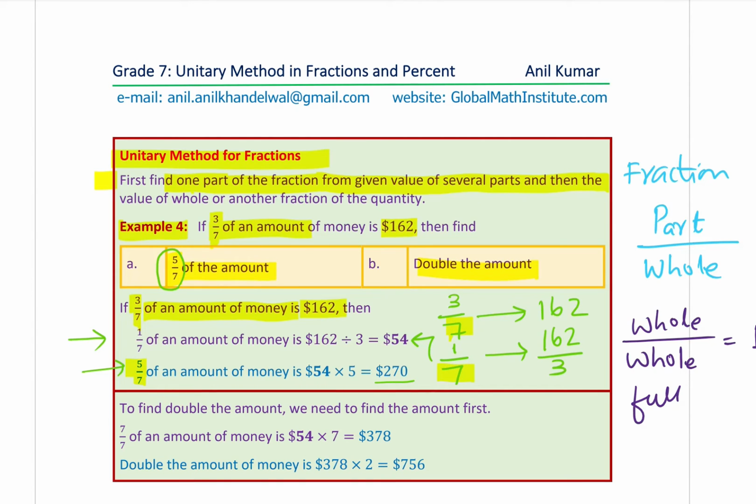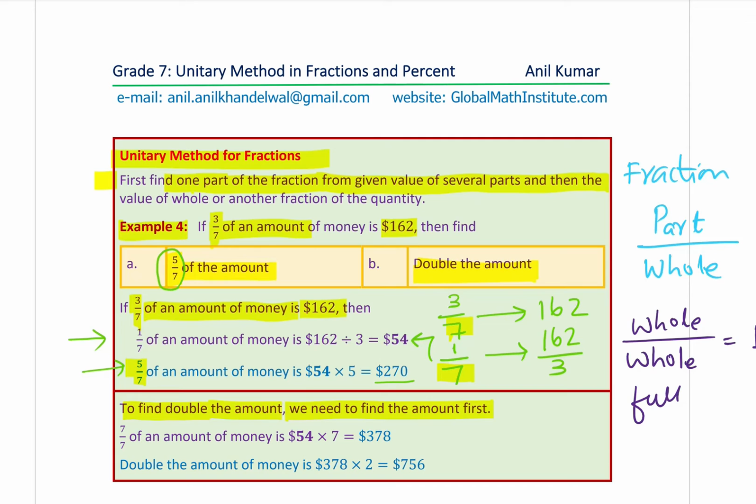Perfect. Now in part B, we are saying double the amount. So first we need to find the full amount and then we can double it, correct? So to find double the amount, we need to first find the amount, right? Find the amount first.